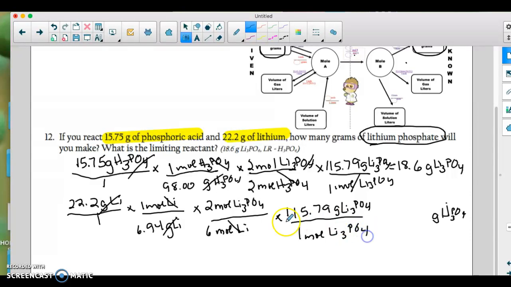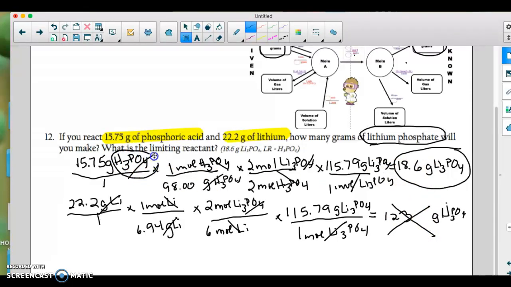So when I do this calculation, 22.2 times 1 divided by 6.94 times 2 divided by 6 times 115.79 divided by 1, and then enter, I am going to get 123 grams of lithium phosphate. So the question is, can I make 18.6 or 123? I can only make this much. This is not possible because I don't have enough of this. This is my limiting reactant.